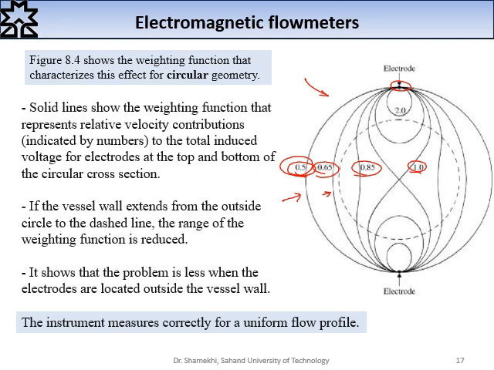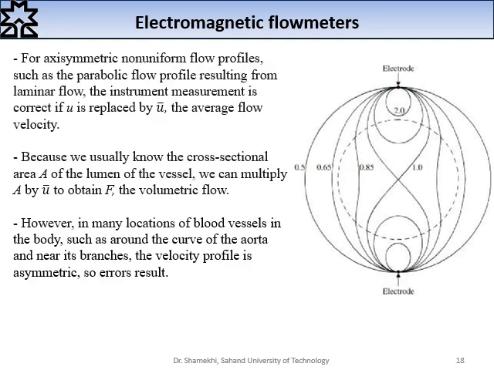The discussion means we will locate the electrodes outside the vessel, and the vessel will be located inside this dashed line circle. The instrument measures correctly for a uniform flow profile. For axisymmetric non-uniform flow profiles, such as the parabolic flow profile resulting from laminar flow, the instrument measures correctly if U is replaced by U bar, the average flow velocity. Because we usually know the cross-sectional area A of the lumen of the vessel, we can multiply A by U bar to obtain F, the volumetric flow.